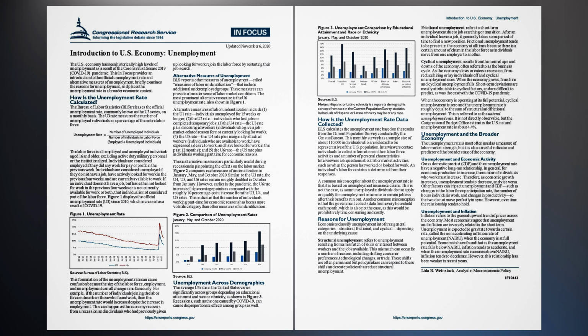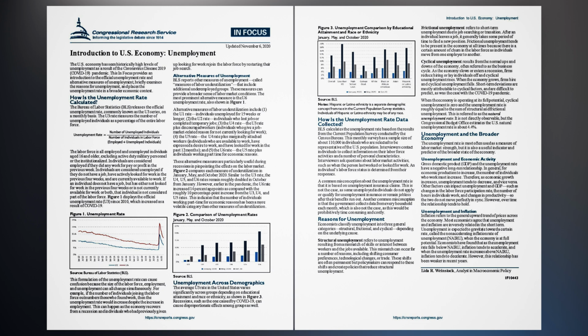Reasons for unemployment. Economists classify unemployment into three general categories: structural, frictional, and cyclical, depending on the underlying cause. Structural unemployment refers to unemployment resulting from a mismatch of skills or interest between workers and the jobs available. This mismatch can occur for a number of reasons, including shifting consumer preferences, technological changes, or trade. These shifts are often permanent, but policymakers can respond to these shifts and create policies that reduce structural unemployment.